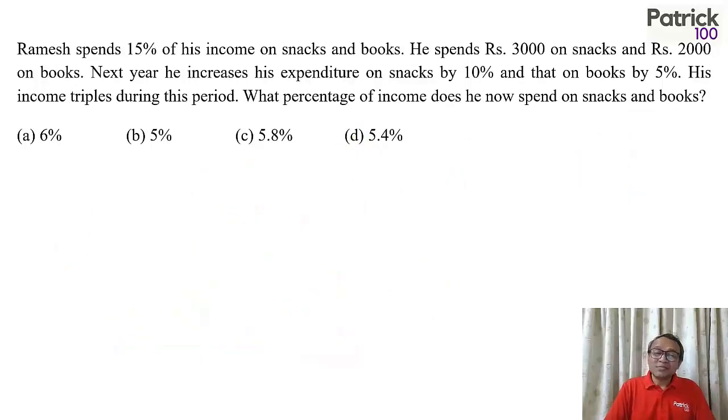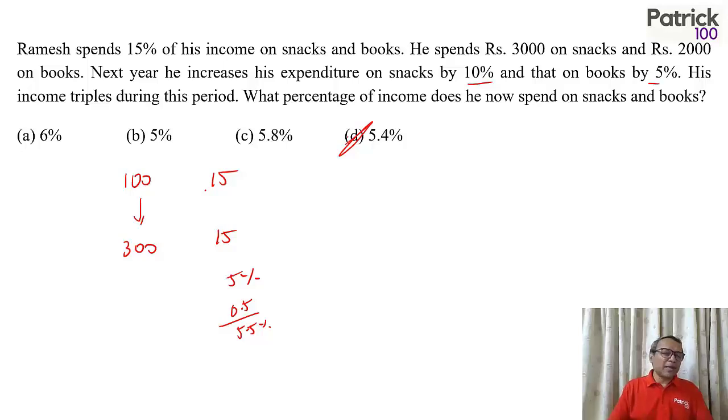Here also the answer is asked in percentage, so I can solve it using approximation. It can really be fast. For example, let me say income is 100, and he spends 15%, so 15 rupees on snacks and books. Now say income becomes 300. If the expenditure was 15 only, the answer would have been 5%. But it's increased by 10% and 5%. So somewhere it is increased by more than 5% but less than 10%. If I increase by 10%, 0.5, it will become 5.5%. It's slightly less than 5.5 because it's between 10 and 5. So the only option is 5.4. Approximate and get the answer quickly.